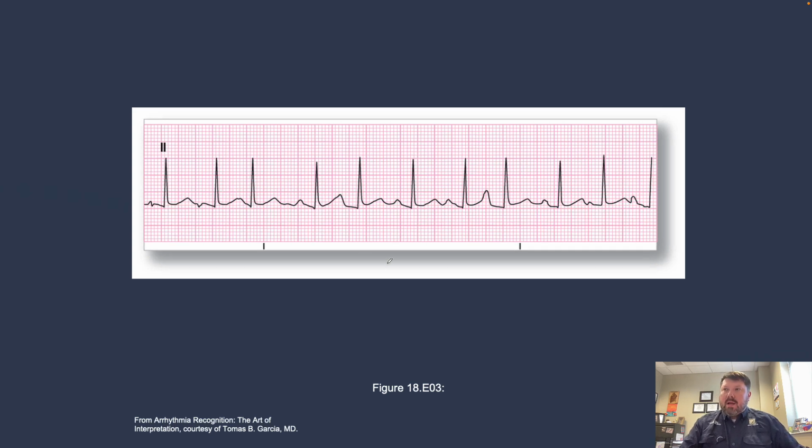This one's a little more regular, but it is irregular. It's a little easier to see though, and you've got fusion of P and T waves. This is an example here, but you've got different P waves across the board.